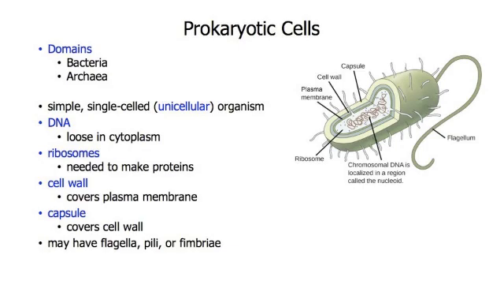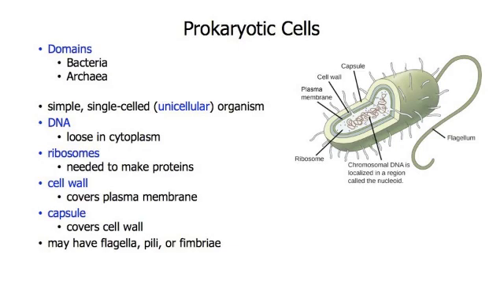So as this cell outlines, prokaryotic organisms are in general simple, single-celled or unicellular organisms. Their DNA is loose in the cytoplasm. They have ribosomes because ribosomes are needed to make proteins.